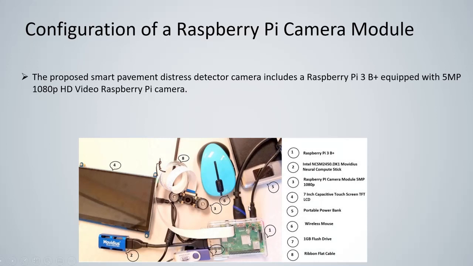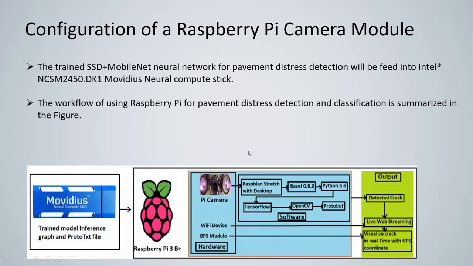Then we configured a Raspberry Pi defect detector. This is the Raspberry Pi 3B plus, and this one is the neural compute stick. So we put the model in the neural compute stick, and this one communicates with the Raspberry Pi, and the Raspberry Pi gathers the data using the Raspberry Pi camera, and it shows its output on the display, and it gets the power from the power bank. This is the flowchart of how the Raspberry Pi and the neural stick communicate with each other.